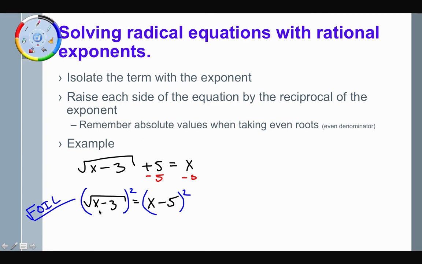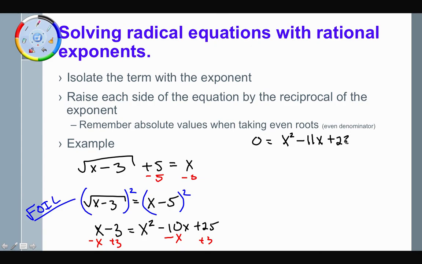So the left side becomes just a simple x minus 3 because the square cancels the square root. And the right-hand side gets FOILed into x squared minus 10x plus 25. And now we get to go back to one of our previous lessons. We're going to minus x, we're going to minus x, and we're going to add 3, and we're going to add 3. We need to solve quadratic equations by setting it equal to 0. So we get a new equation of 0 is equal to x squared minus 11x plus 28.